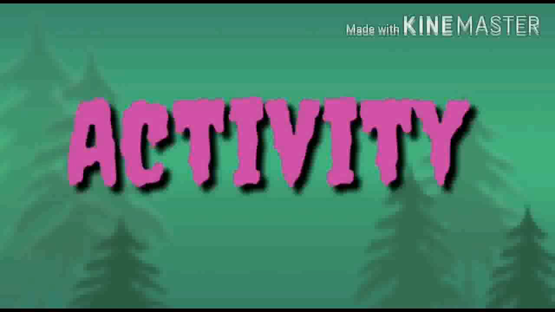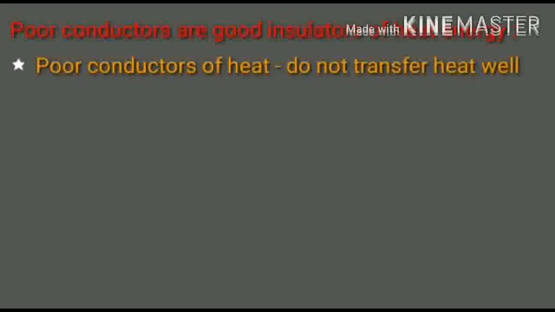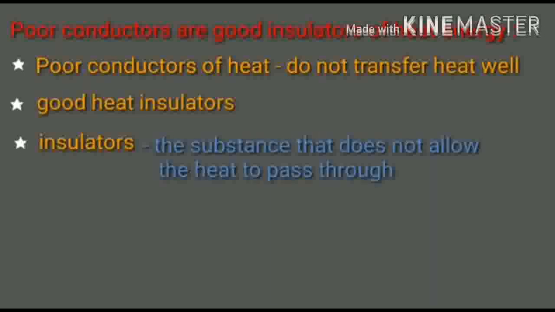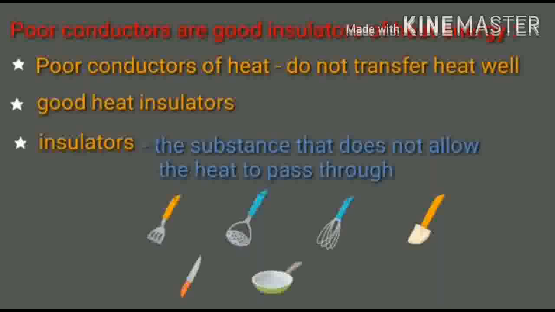Have you completed the activity, students? Shall I tell the answer? Okay. The materials that conduct heat poorly do not transfer heat well. Such materials are good insulators. Insulator means a substance that does not allow heat to pass through. This is why many types of metal vessels are fitted with heat insulating plastic handles. Okay, students, can you tell me an example of a heat insulator? Air, bricks, mud and grass are examples of good heat insulators.